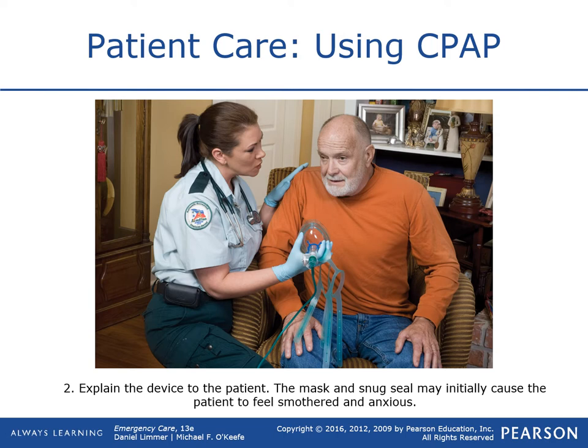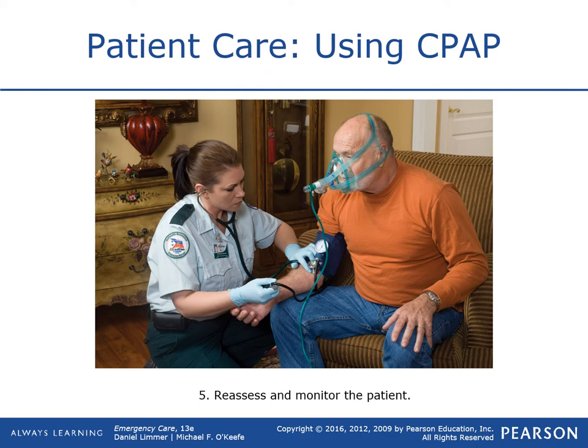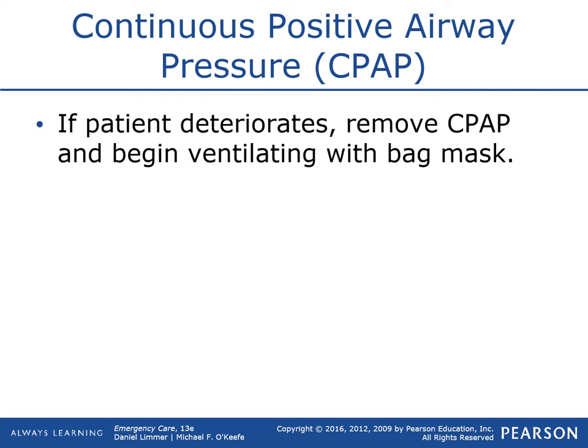When we're doing CPAP, make sure that you reassess the patient's mental status and vital signs and level of difficulty breathing frequently. If they are going downhill, we probably are going to have to be moving to using BVM ventilations. If they aren't getting any better, or if they are going downhill slowly, then you can increase your CPAP pressure. So you go from that 5 to 7.5, you can go from that 7.5 to the 10 in terms of pressure. So reassess them very frequently, be prepared to move to BVM ventilations or increase the CPAP level. And if they deteriorate fast enough, remove the CPAP and begin ventilating with a BVM.